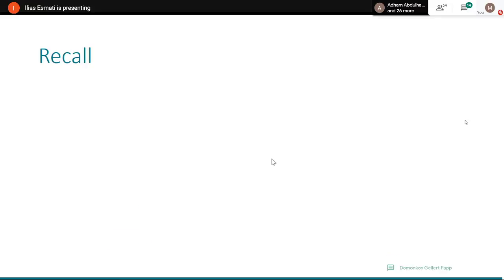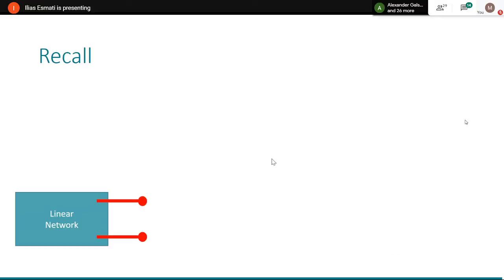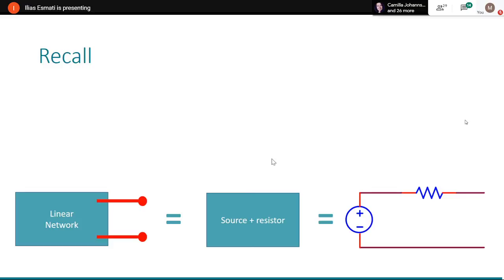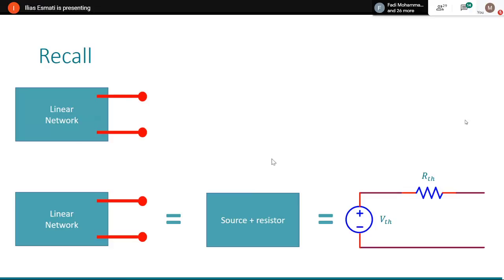So a couple of weeks before, we have seen a linear network that could be replaced by only a source and a resistor. And it may look like this, that I have a voltage source and a resistor. And we call this one R Thevenin and V Thevenin. So that was the lecture, I think 3 lectures ago, that we talked about this one.